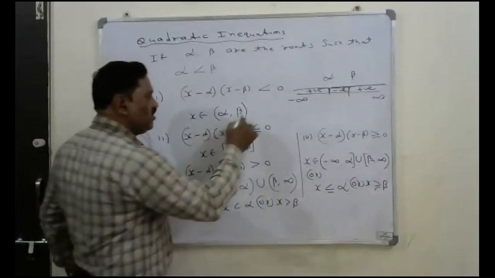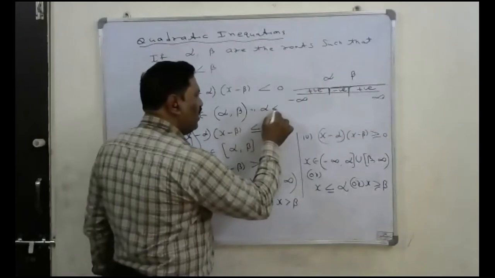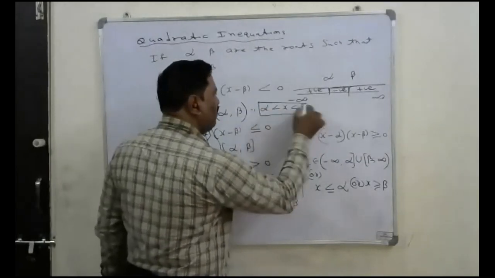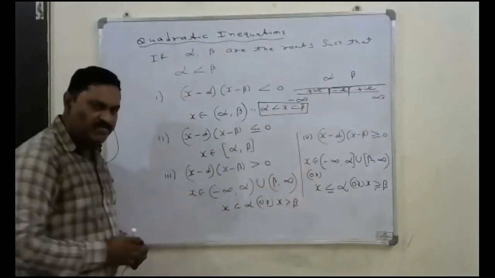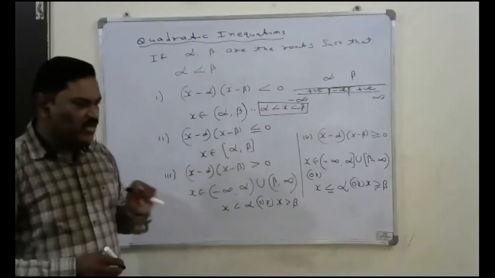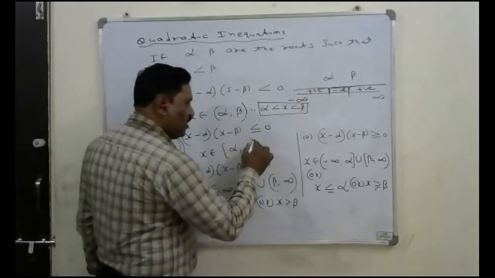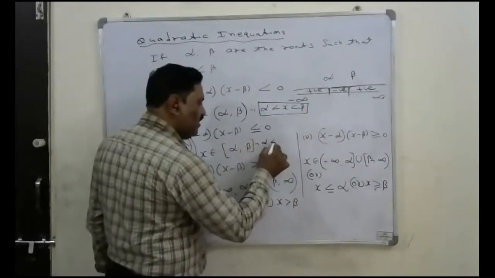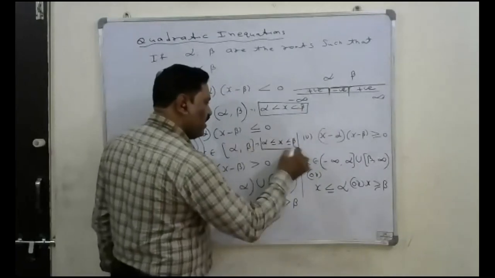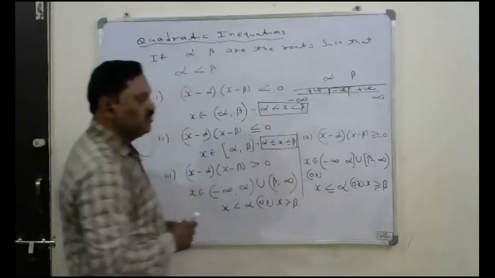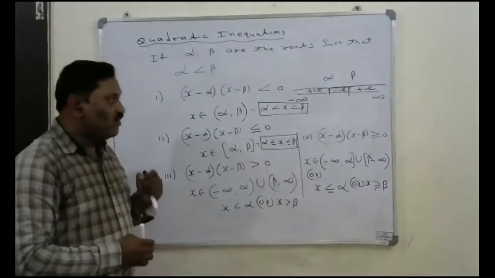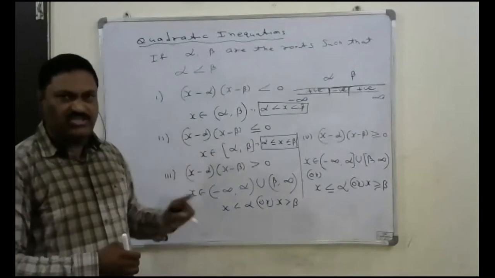And this interval I can also write as alpha less than x less than beta, meaning x is going to lie in between alpha and beta. Or we can also write this interval as alpha less than or equal to x less than or equal to beta. So you can write it that way also. Okay, so these are the notations or formulas we are going to use for solving any inequations.